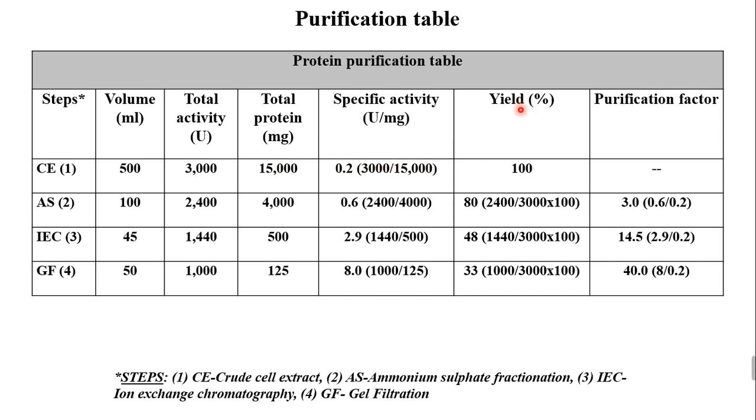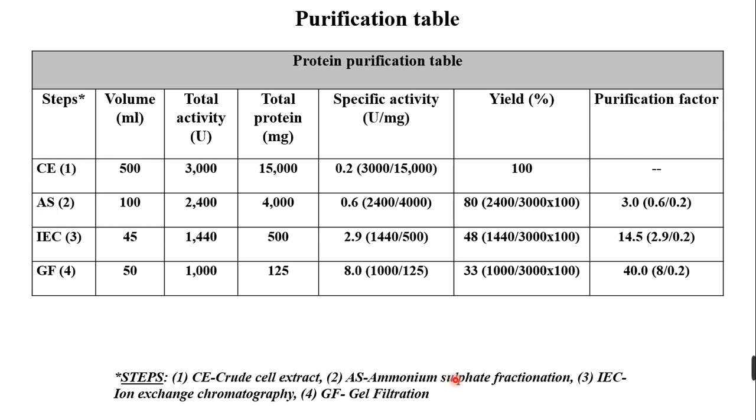And maybe the next one is the yield, percentage of yield. So this is the starting material. Starting material means it has 100% of the enzyme. That's why the first one is always 100%, and there is no purification here. That is why you can put a dash, because no step is involved. So this is the starting material.